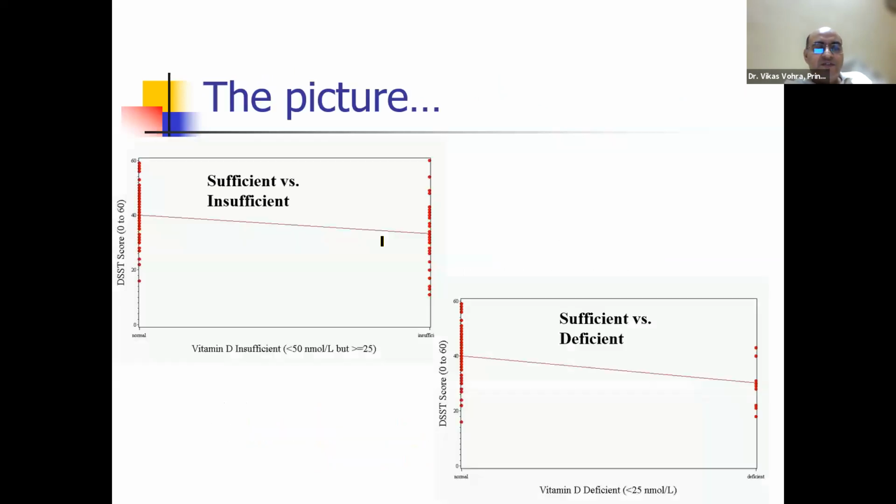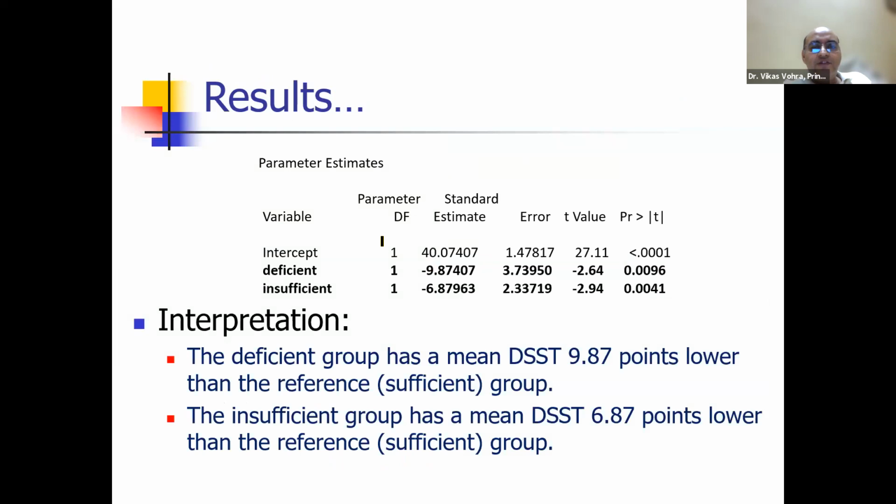So the picture is with the insufficient, sufficient, and deficient groups, and you will have the ANOVA table, and you can estimate the intercept. With respect to the sufficient group, the deficient group has a slope of negative 9.8, and it is significant here. For the insufficient group, the slope is negative 6.8 with respect to the sufficient one, and the p-value is low. That means it is significantly affecting between these groups.